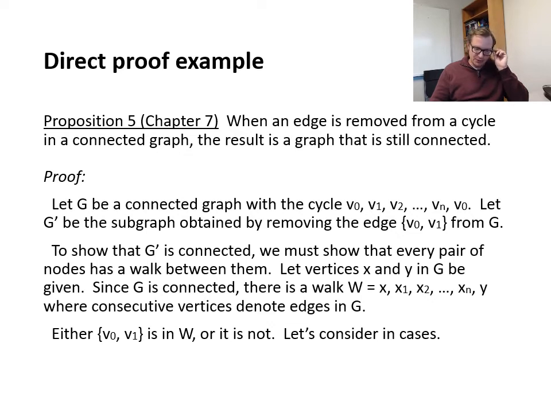Now to show that G prime is connected, we must show that every pair of nodes has a walk between them. We're going to assume that vertices X and Y in G are given. Because G is connected, we know there is a walk between them. This is an example walk here, where consecutive vertices denote edges in G.